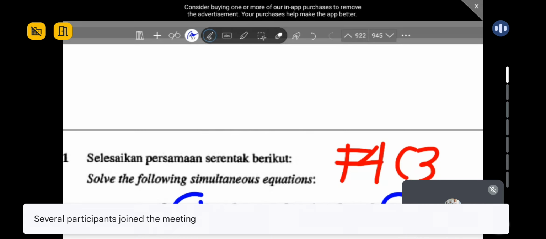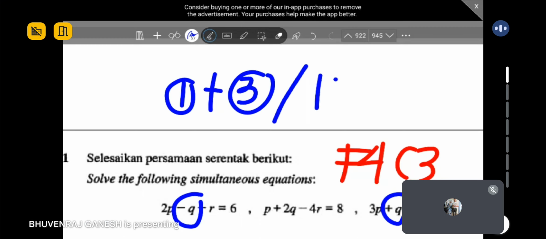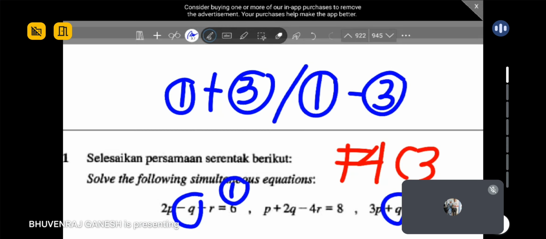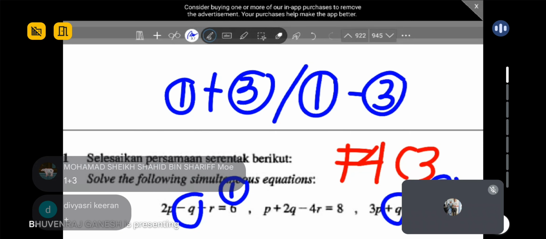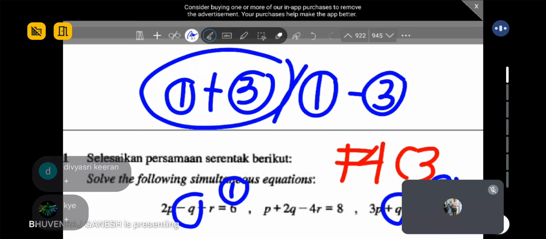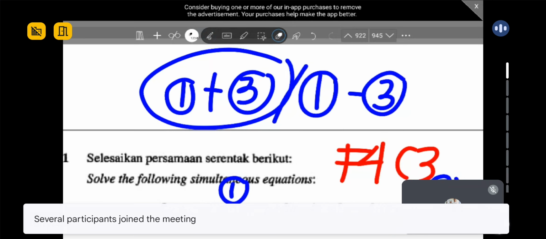Okay, so guys, is it 1 plus 3 or 1 minus 3? Mana yang betul? 1 tambah 3 atau 1 tolak 3? Yang ni pertama, yang ni ketiga. So which one correct? Yes. Okay, plus is correct, because negative Q plus Q, you get 0. You can already eliminate the variable Q. Boleh hapuskan Q dah.